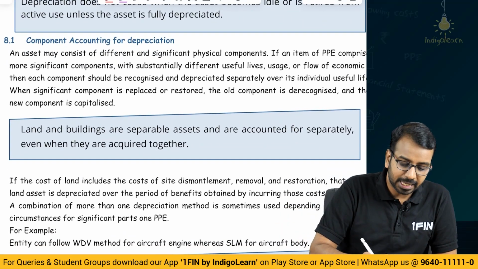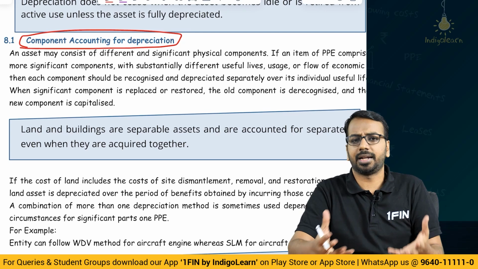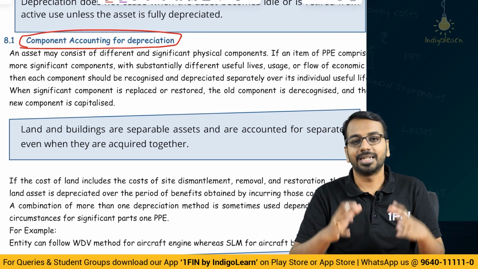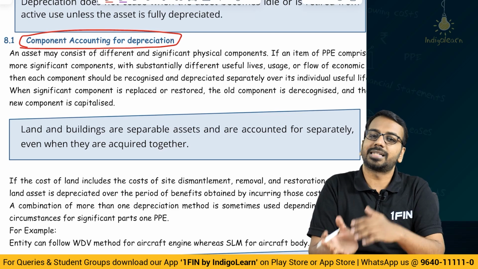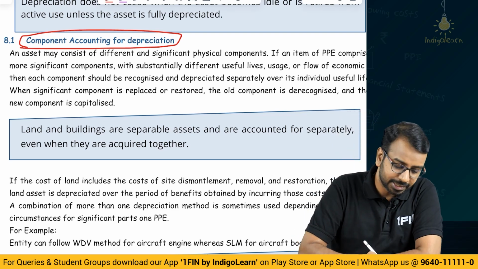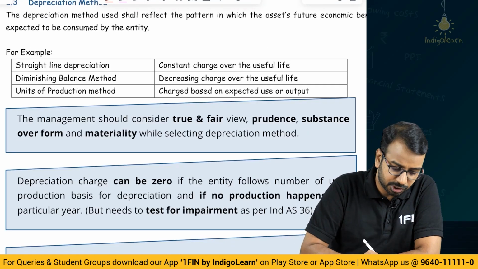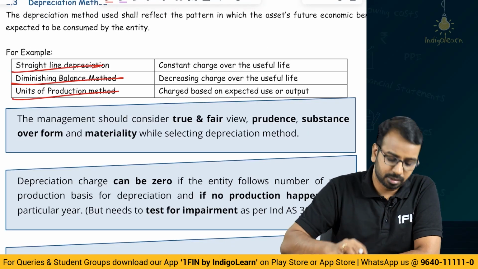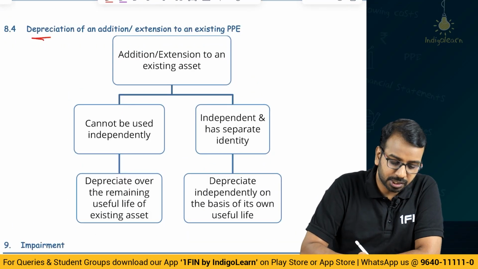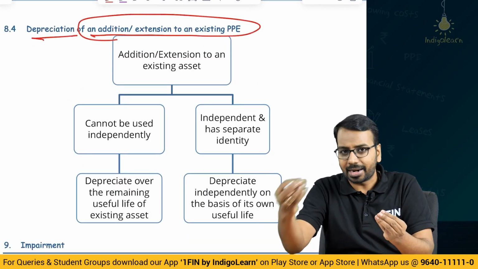Then if the asset has components which have different useful lives, for example in case of an aircraft, the engine may have a different useful life, the seats may have a different useful life, then in that case what do we do? For seats we will charge depreciation separately, for the aircraft we will charge depreciation separately, that is called component accounting. Then there are different methods of depreciation: straight line, diminishing balance, unit of production method, this you would be aware of anyway. Now coming to depreciation on an addition or extension to an existing PPE, meaning I already have an asset, I have added something else.